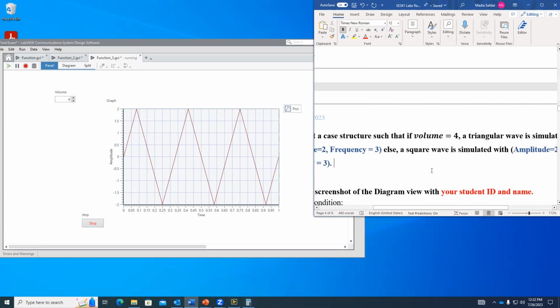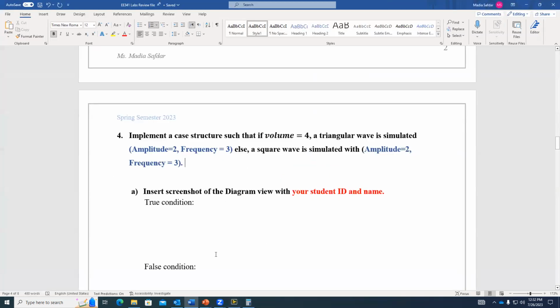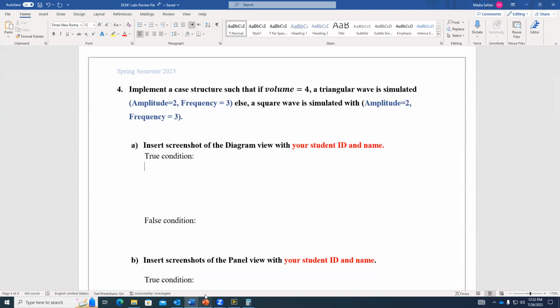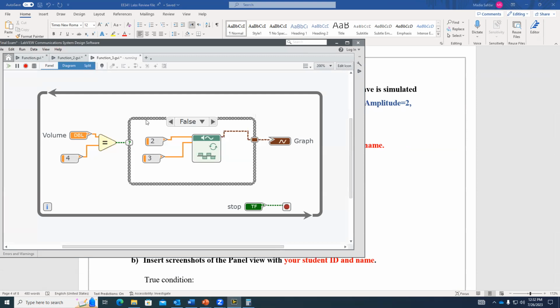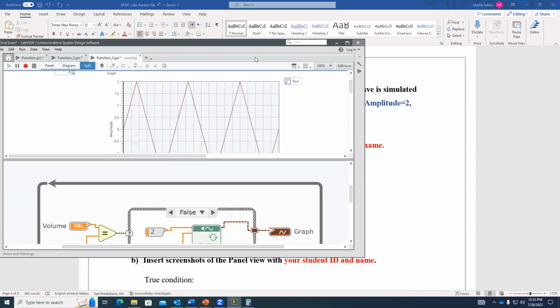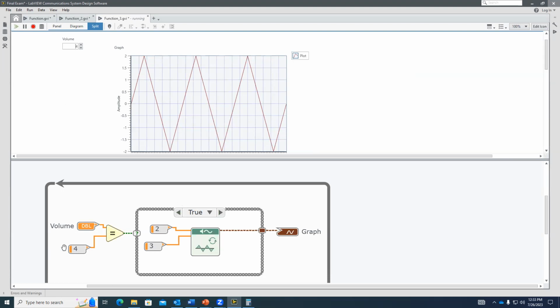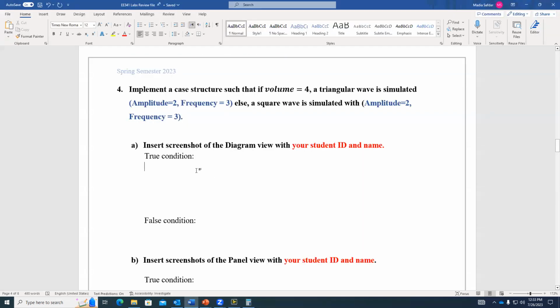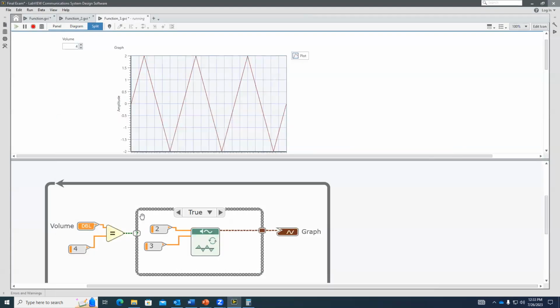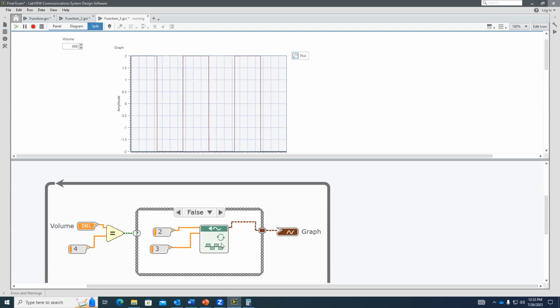This is about this kind of question. So you will put here the true condition. How will you put the screenshots? You will go to the panel, or you can split. For the true condition, volume is 4, and from here also choose true. You can take this screenshot and put it here. Or make a false condition, make volume 6 or 7 or 8. This is a false condition. And from here select false. So you will put this screenshot.